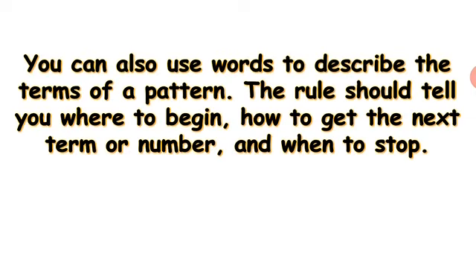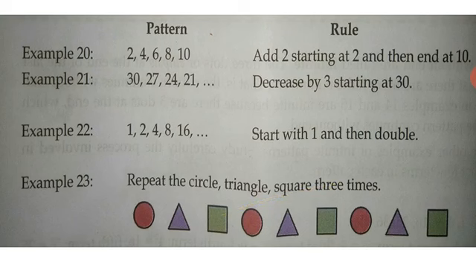You can also use words to describe terms of a pattern. The rule should tell you where to begin, how to get to the next term or number, and when to stop. So for example, this is the pattern 2, 4, 6, 8, 10. What would be the rule? Add 2 starting at 2 and then end at 10. Or starting at 2, add 2 and end at 10.